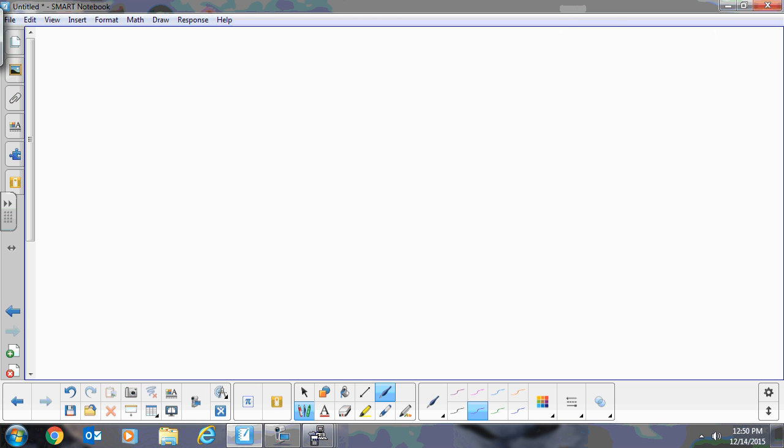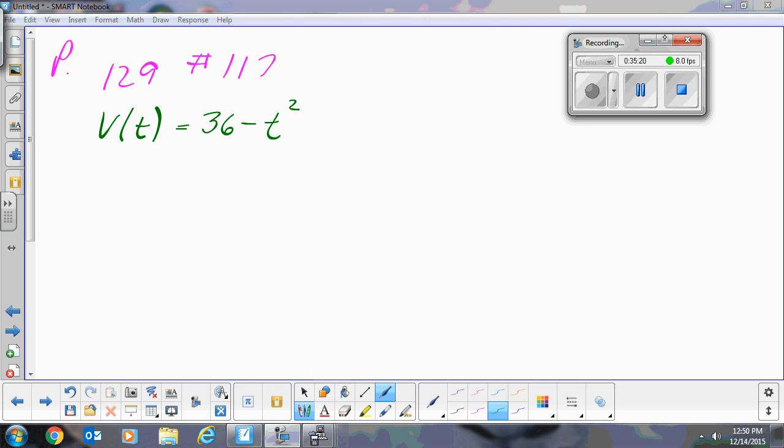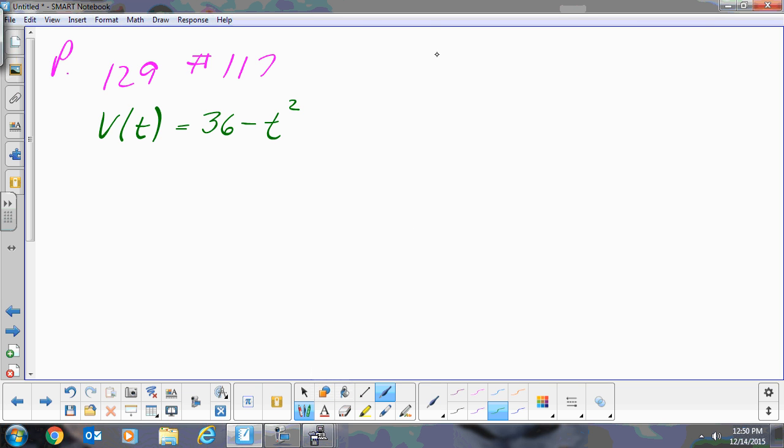All right. Number 117 is about acceleration. So this is the book again. This is page 129, number 117. Okay, so we have the velocity of an object is v of t equals 36 minus t squared. That is velocity. It happens between 0 and 6, and I really should do brackets because there's the inequality sign. Find the velocity and acceleration of the object when t equals 3.